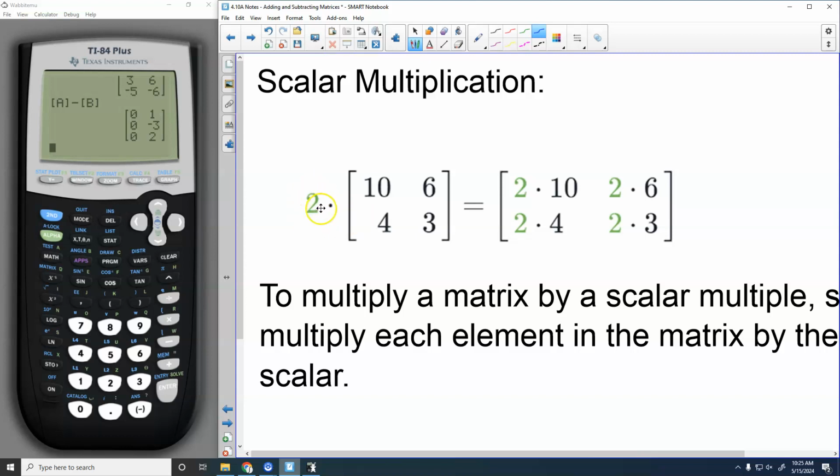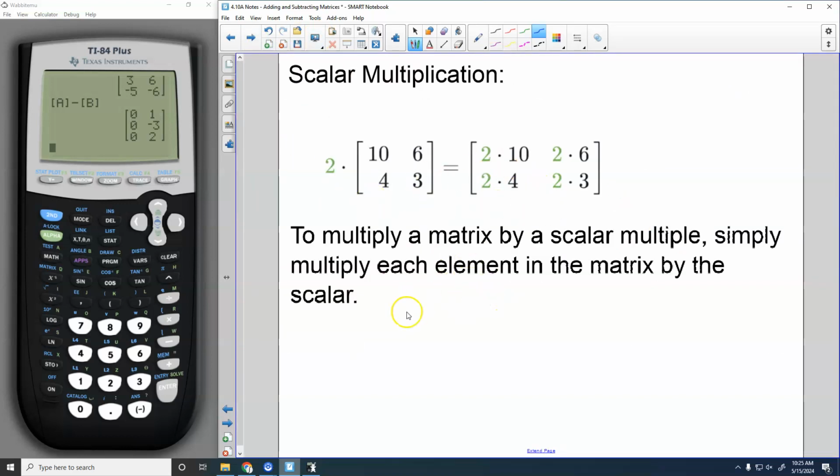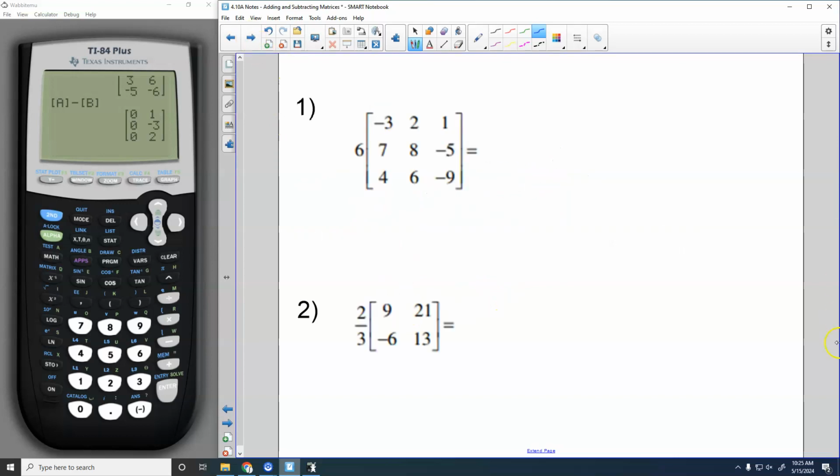If you have a number outside of your matrix, you just distribute it to every number. You just multiply everything inside of the matrix by 2. So pretty straightforward on how to do that. For example, for this one right here, I would just multiply every single thing by 6. So it's a good test of your multiplication table skills.